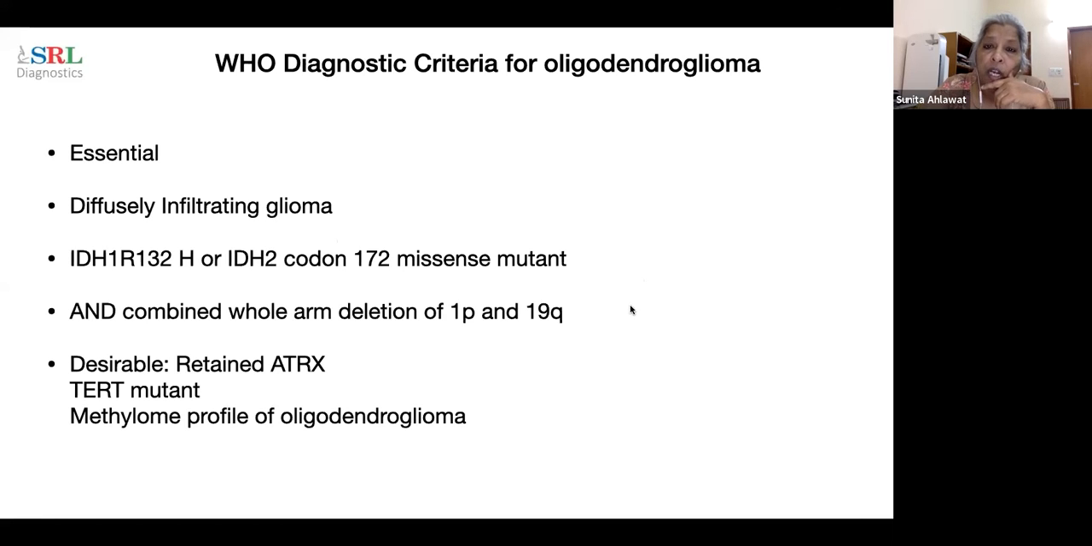The WHO criteria of diagnosing oligodendroglioma are listed here. What is essential is an infiltrating glioma with the IDH mutation, combined with a whole arm deletion of 1p19q. Desirable are retained ATRX, TERT mutation, and if you have it, the methylome profile of oligodendroglioma.